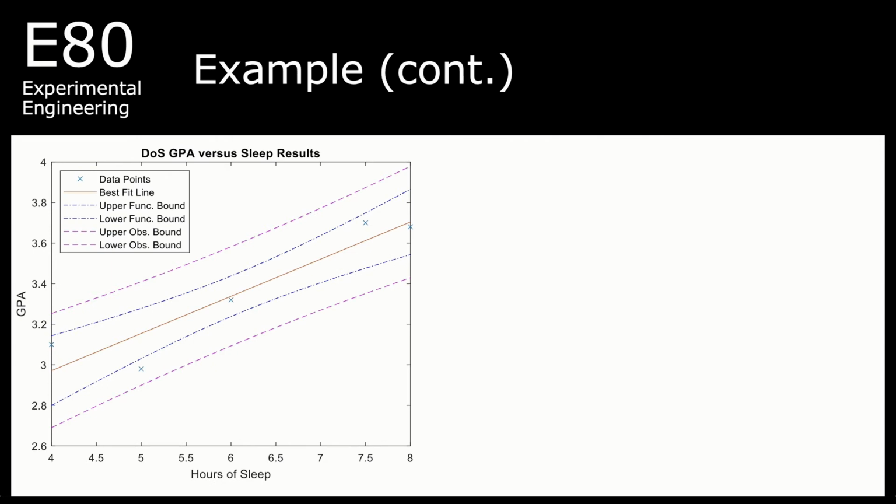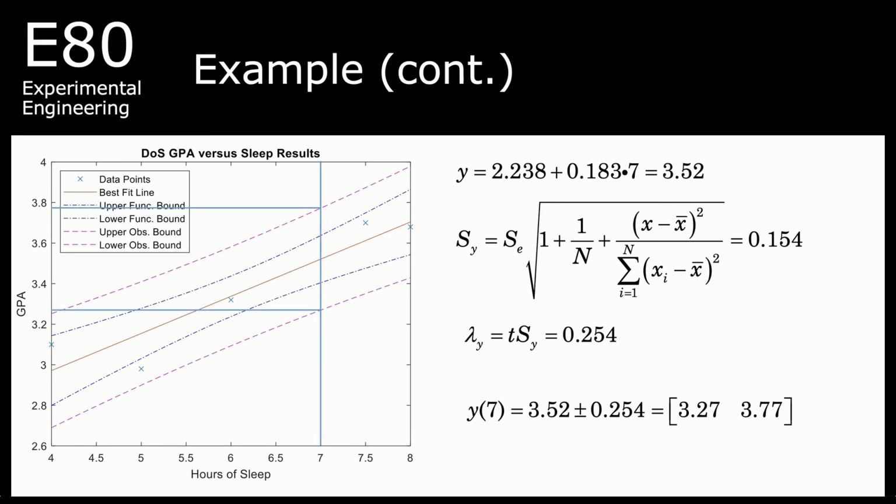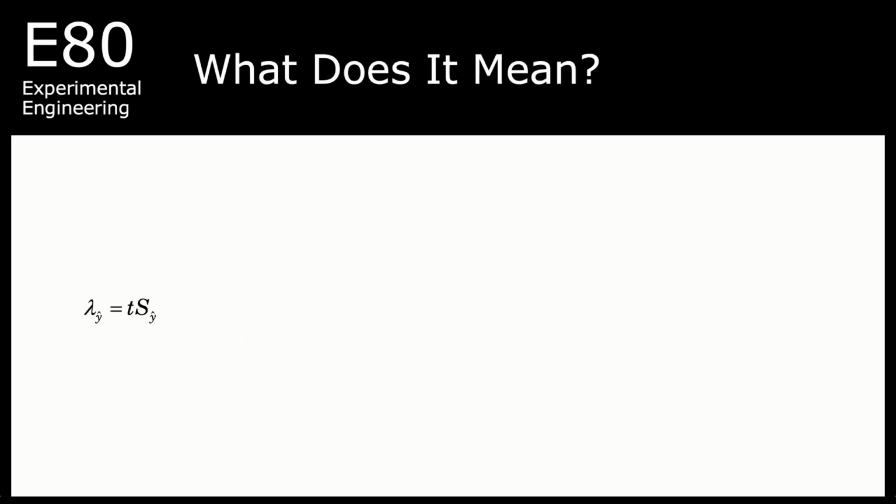Here is the plot with the data points, the best fit line, and the confidence interval. As to our student who sleeps 7 hours a night, y at x equals 7 is 3.52. S sub y is 0.154, and t is still 1.638. So y plus or minus lambda sub y is 3.27 to 3.77, which we also could have read off the graph. What are the implications of all of this on your measurement making?